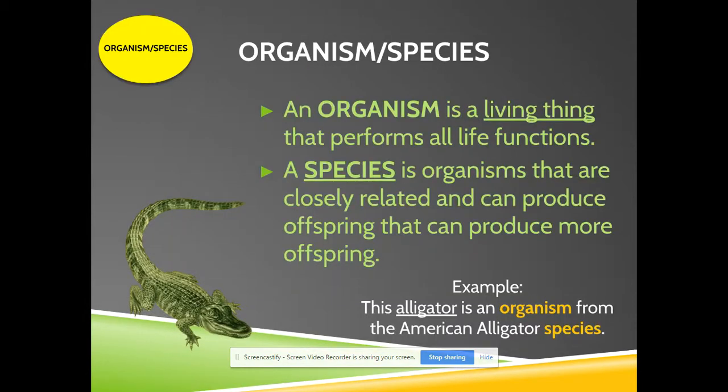So let's start with organism or species. An organism is a living thing that performs all life functions. Now that's a definition you already know. A species is organisms that are closely related and can produce offspring that can then produce more offspring. So a species is a group of organisms that are able to reproduce and have babies. Those babies then can reproduce and have more babies.